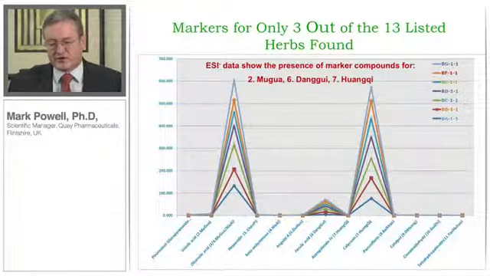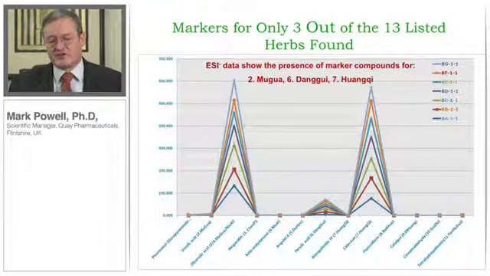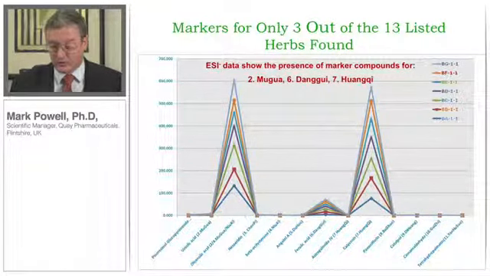So here's a graph showing how these various marker compounds map to the different batches of herbal product. We found 3 marker compounds in the herbal capsules, and these suggested the presence of 3 herbal substances: mugua, danggui and huangqi.